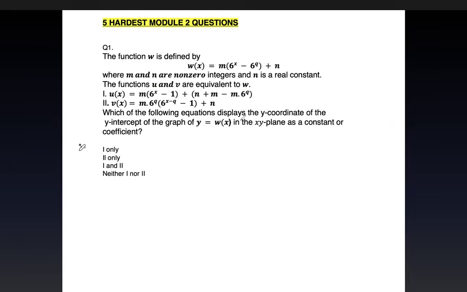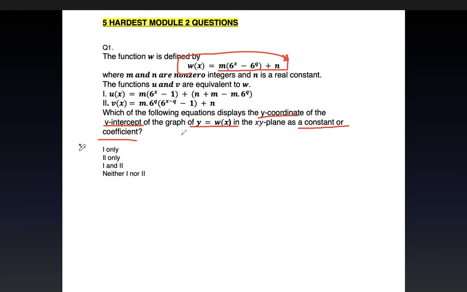Which of the following equations display the y-intercept of the initial function in the plane, where it displays as what? A constant or coefficient. We want a constant or coefficient. And so this is what? The actual function. Rewrite it when you have y-intercept, x is equal to 0.